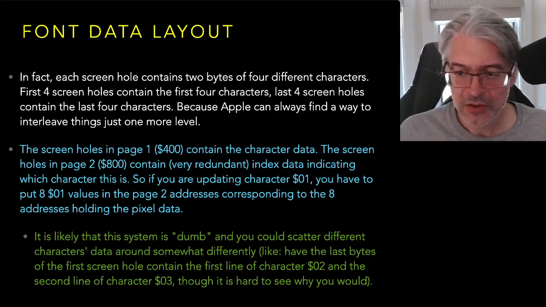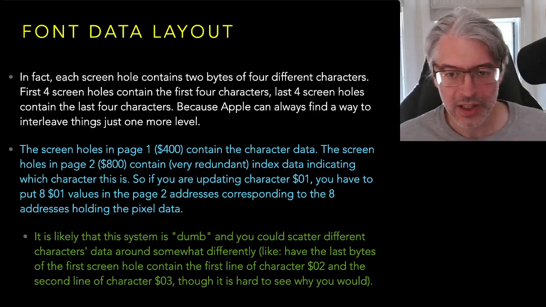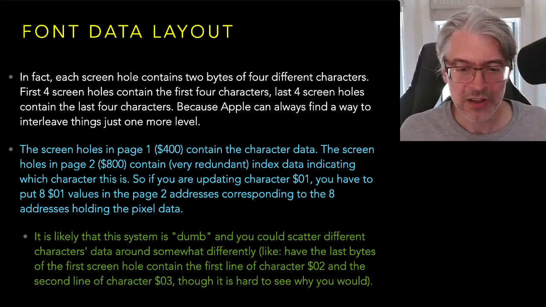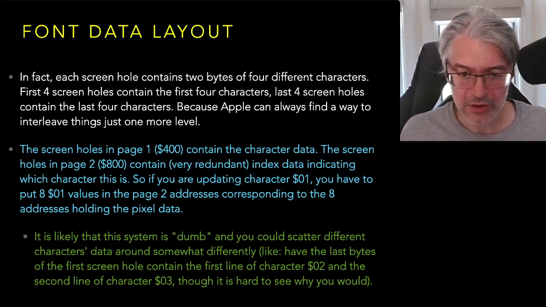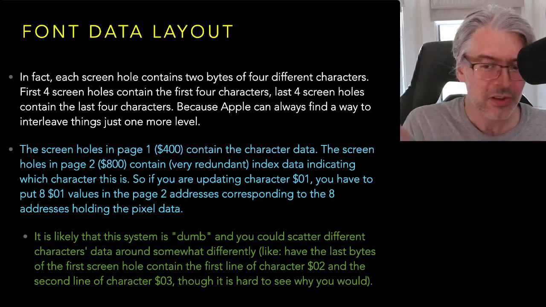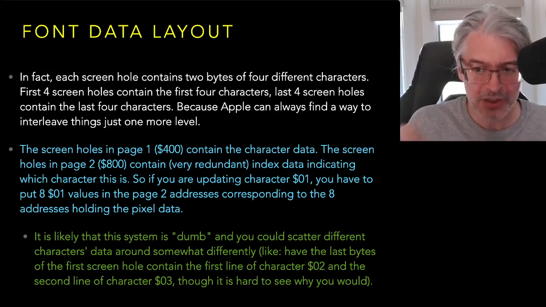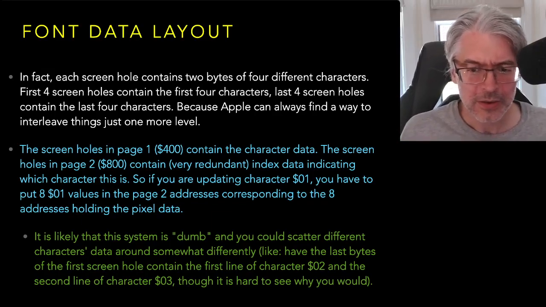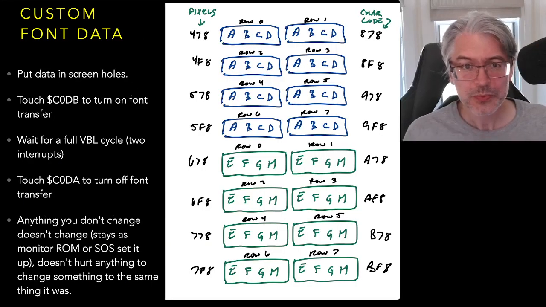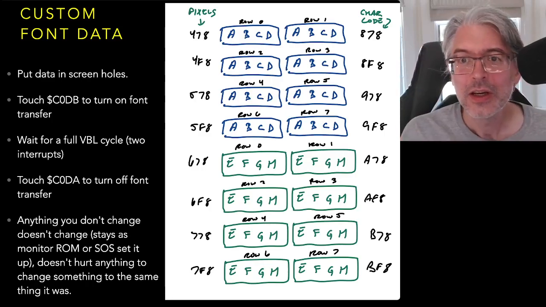My guess is that the system is dumb enough that you could actually scatter the character's data around slightly differently, but I can see no advantage to doing that. So you could conceivably have the last bytes of the first screen hole contain the first line of character 2 and the second line of character 3 if in the page 2 holes you put a 2 and a 3 there, but it is unclear what that could possibly buy you. So anyway, here's a picture of how this works. Pixels are down.